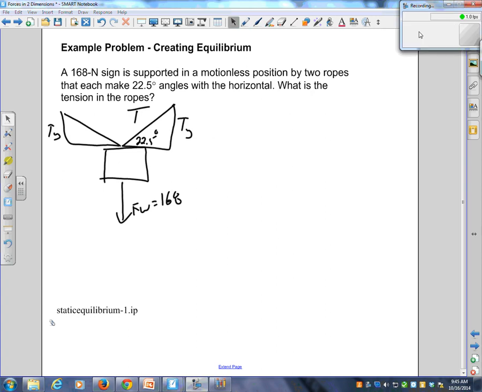Okay, so the question is, what are we trying to find? You're trying to find the tension in the ropes. Why are you looking at me like that, Ray? No. Okay. You're just giving me that look, like I'm not speaking English.